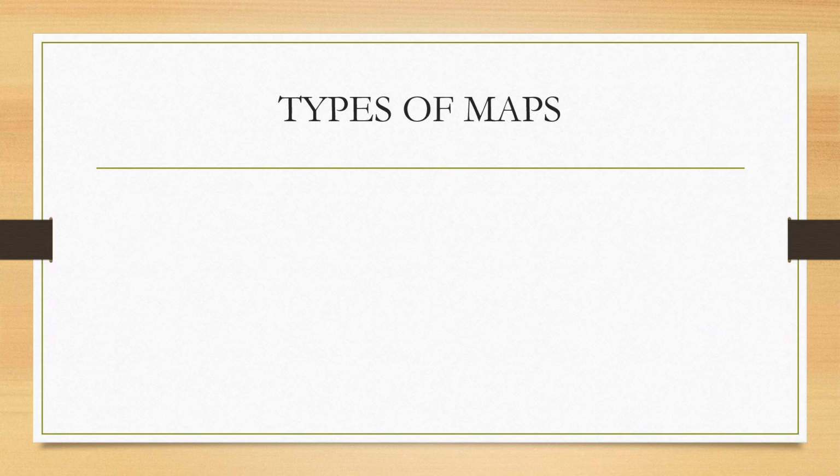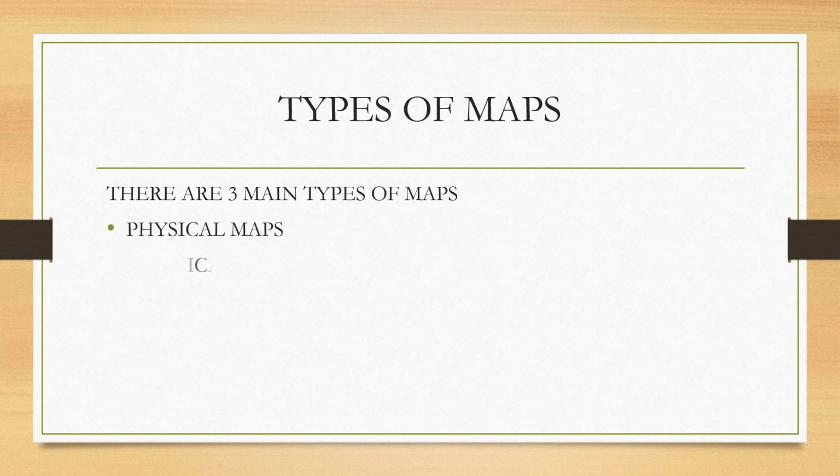Types of maps. So maps are also of different types. There are three main types of maps. First is physical map, also known as relief map. Second is political map, and third is thematic map.